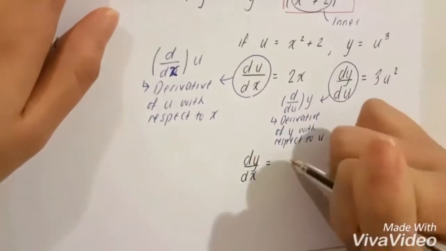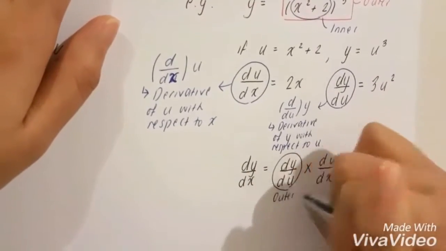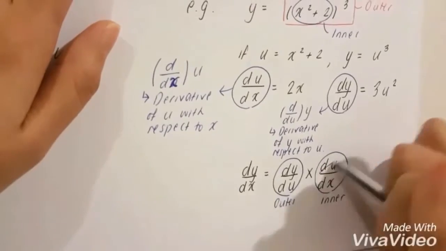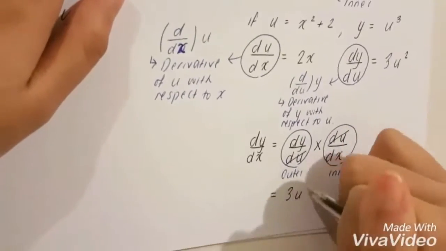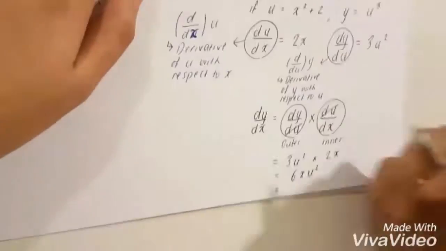Now using the chain rule, we can work out the derivative of the function by timesing the derivative of the outer function by the derivative of the inner function. And always remember to substitute in the actual values of u to get the final answer.